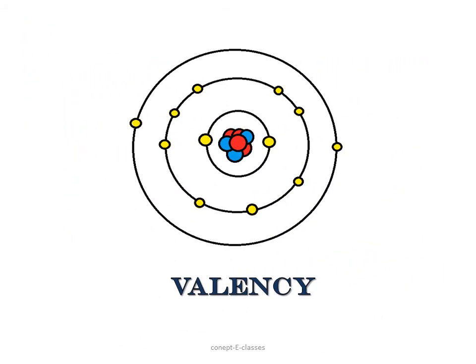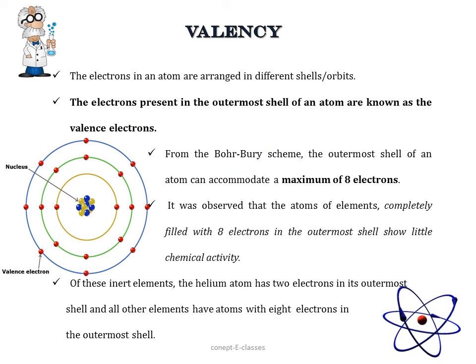Now this outermost orbit of an atom is termed as valence shell. So let's understand more about valence shell, valence electrons and valency. We have learned how the electrons in an atom are arranged in different shells or orbits. Now the outermost orbit of an atom is called the valence shell, and the electrons present in the outermost shell of an atom are known as valence electrons.